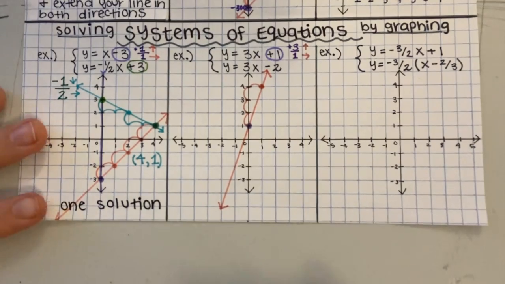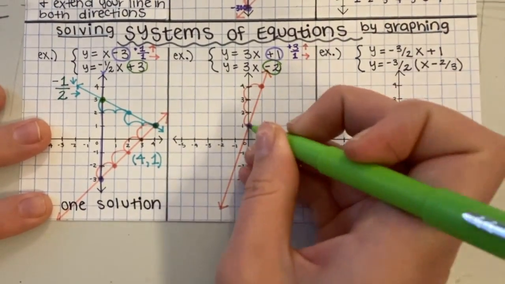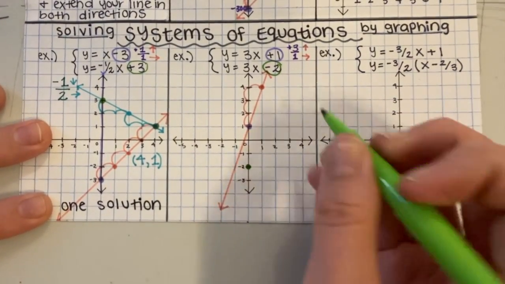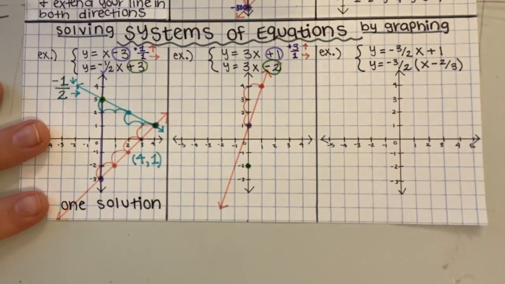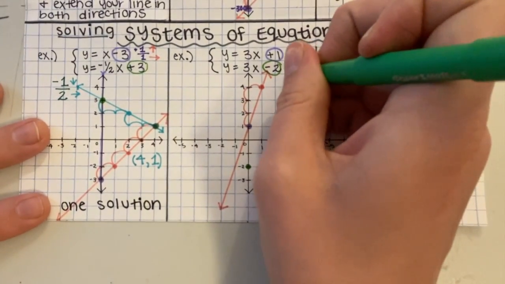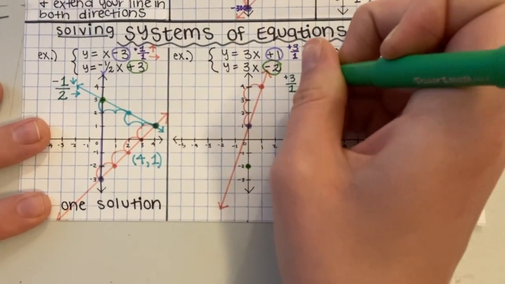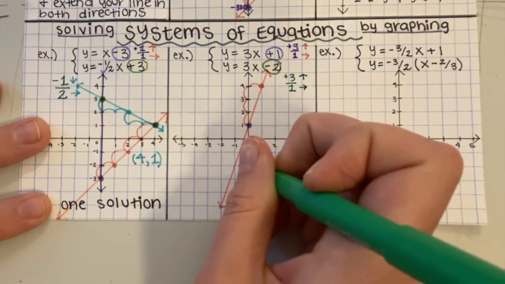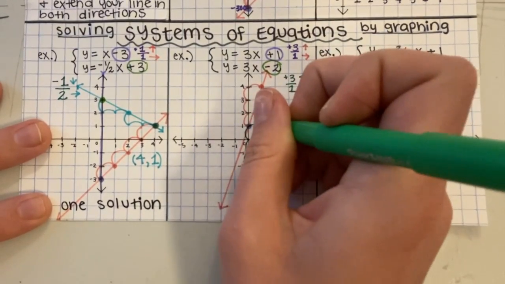The next equation has a y-intercept of -2. So I'm going to go to -2 and put my point. It has the same slope actually. So we've got a slope of positive 3, which means my slope is a positive 3 over 1, which means I'm going up 3, right 1. So starting from that y-intercept, I'm going to go up 3 and right 1.